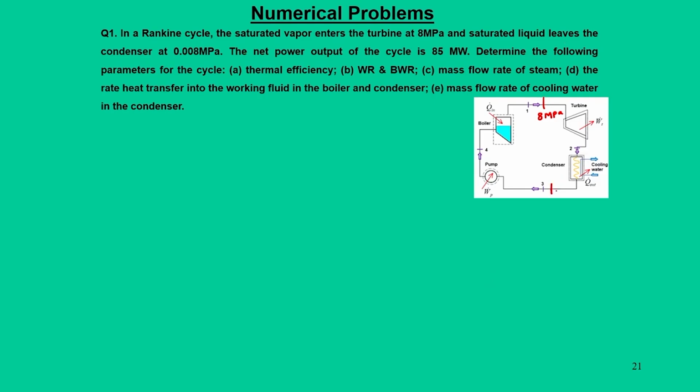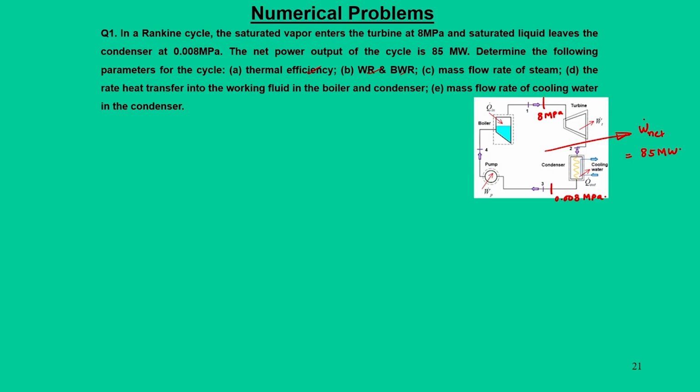So at this stage, state 3 is categorized at 0.008 megapascal. The net power output for the cycle, which is nothing but turbine work minus pump work, is 85 megawatt. We need to find the thermal efficiency, work ratio, back work ratio, mass flow rate of the steam and so on. I have already given the expressions for these parameters.